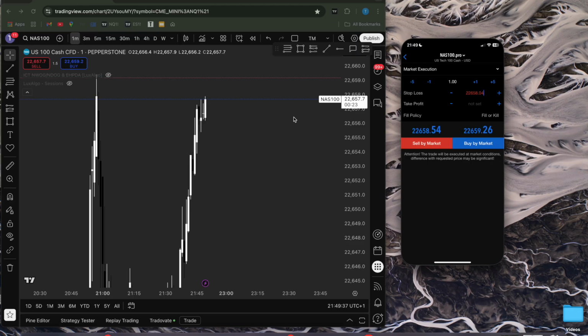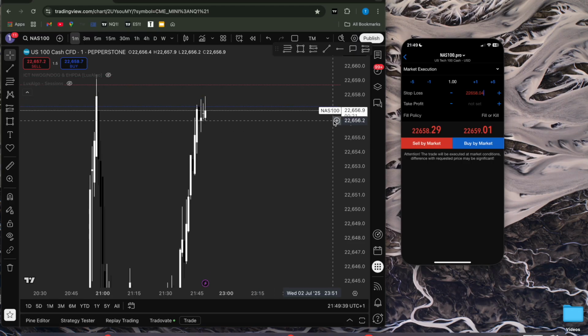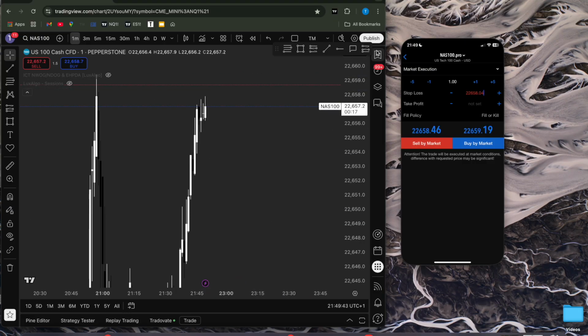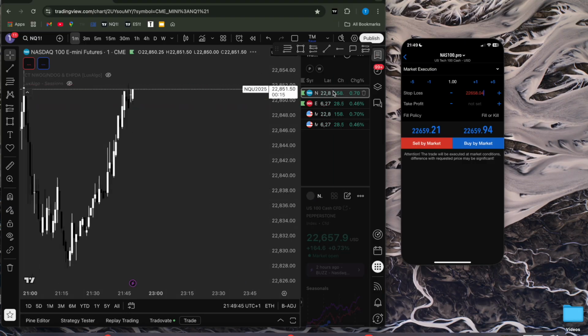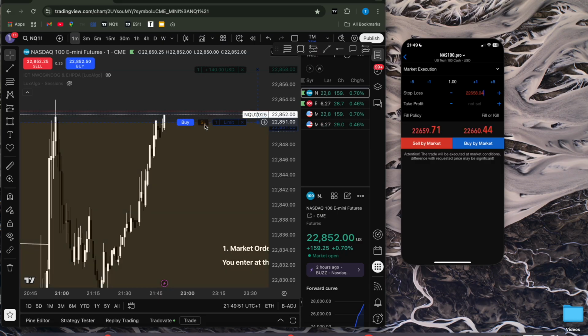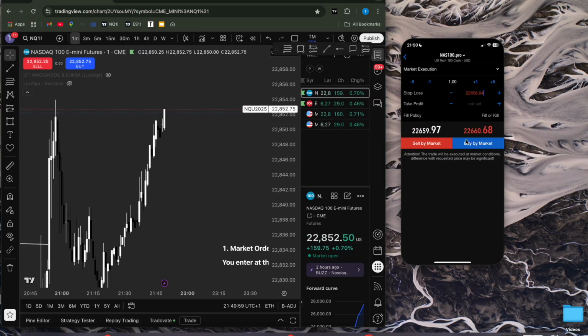But TradingView kind of does it for you. When I'm trading NQ, which is the futures version, it tells you when you set the limit. That's why I prefer it as well. But yeah, that's just how you trade in TradingView.